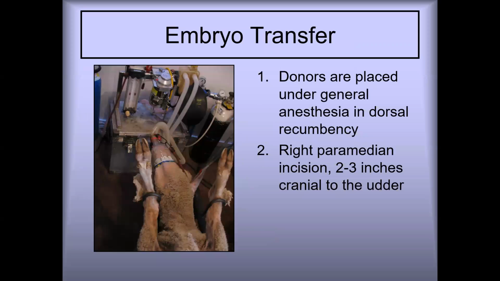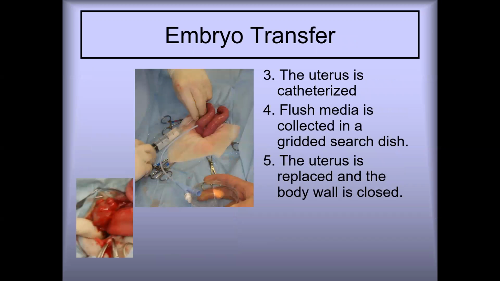So the embryo transfer is a surgical procedure. They're going to be placed on their back under general anesthesia, and then right of the midline we'll make a small incision to exteriorize the uterus. So you can see in these two pictures, those are the two uterine horns, and each of those horns will be catheterized, and a wash will be put through those to pick up any eggs that are floating in that horn. Then they'll be collected into the plastic dish below.